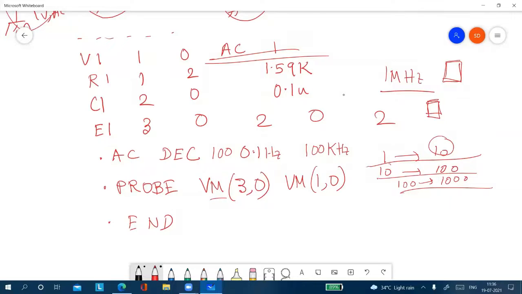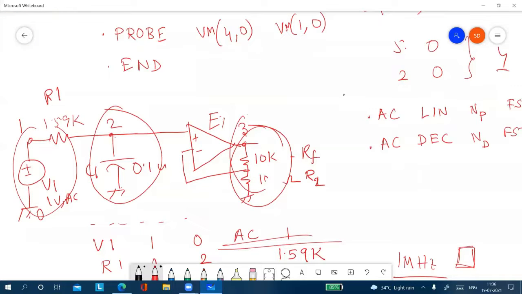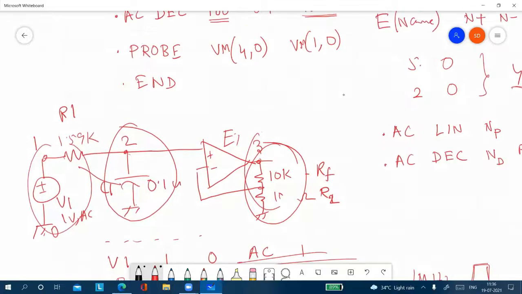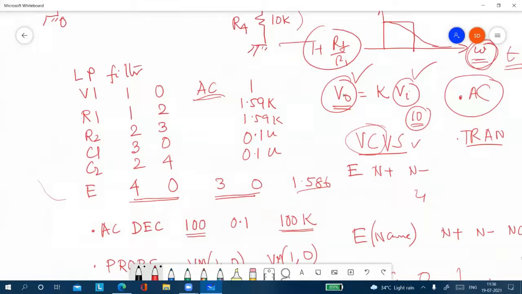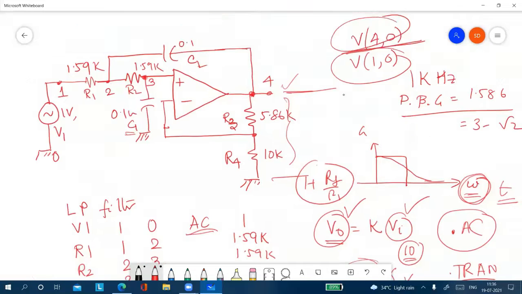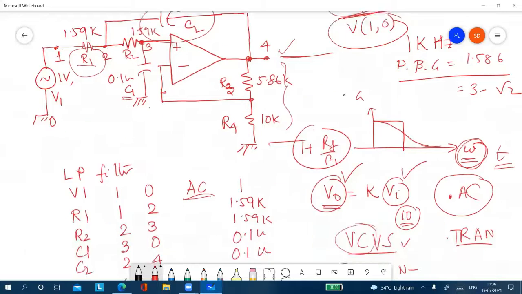Now, if you are asked to design a high pass filter, just swap the position of resistance and capacitance. So I will not discuss any high pass filter in detail, because you just swap the position. That means in the position of 1 and 2, we have capacitance, and in the position of 3 and 0, we have the resistance. So in a high pass filter, the positions of capacitance and resistance are interchanged.